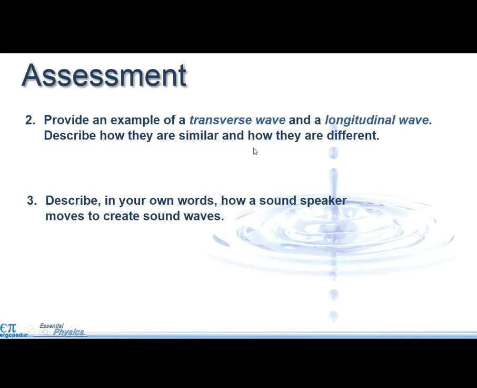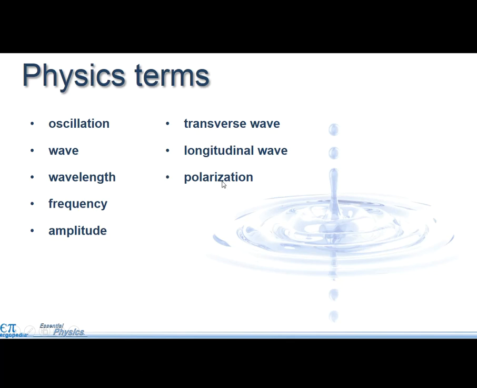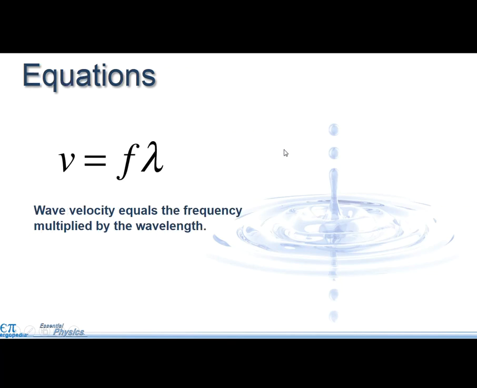These are the other parts of the assessment here, and these will be similar to types of things that you'll see on the exams. Okay, so here's some of the physics terms. These are the things that you need to know. What an oscillation is, a wave, wavelength, frequency, amplitude, the difference between a transverse and longitudinal wave, and then polarization. I'll just mention it, but I don't think that this is an extremely critical thing, because this has to do with transverse waves. So everything except this last one is, I think, important.